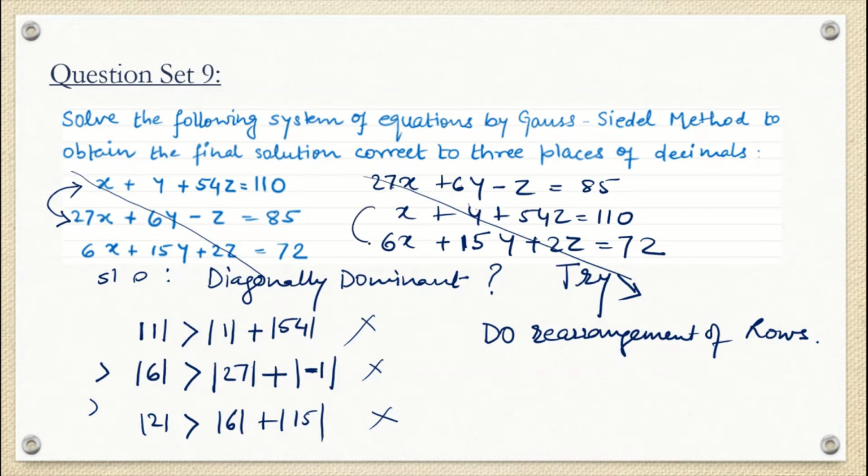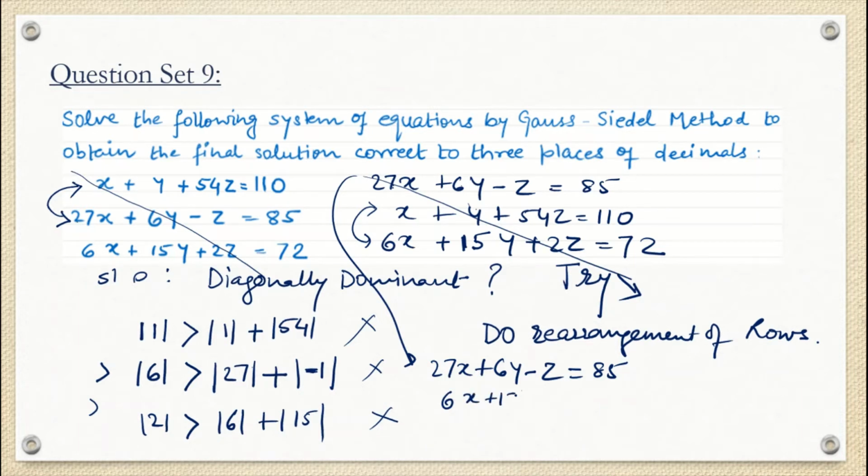For that I have to do the rearrangement of these two equations. So I am going to rewrite the system of equations in this fashion. First row as it is, second and third I am going to rearrange. What is happening here? This is your 6x plus 15y plus 2z equals 72, and then x plus y plus 54z equals 110.